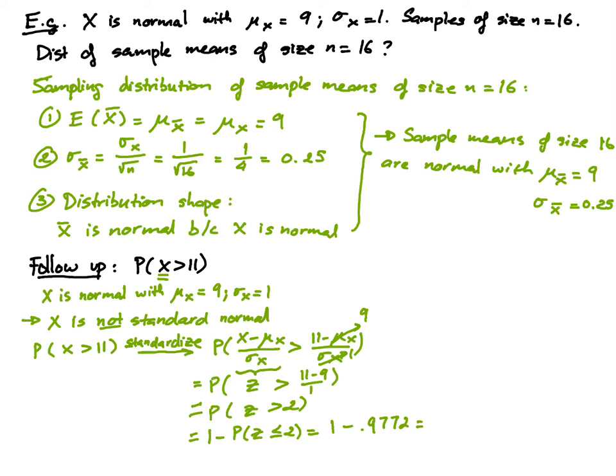Doing the calculation gives you 0.0228 as the answer. So the probability that x is greater than 11 is equal to 0.0228.